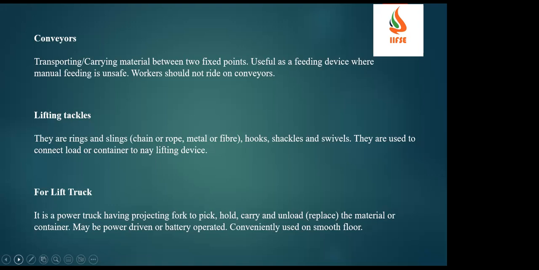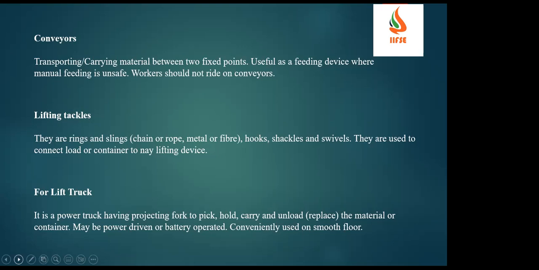While crushing, it may throw. So for such kind of dangerous machines, these conveyors will be acting as a feeder. Workers should not ride on the conveyors. This is also one of the hazards: people, while making fun on the shop floor or work area, used to ride on the conveyors. So we should not allow them to ride on the conveyor.